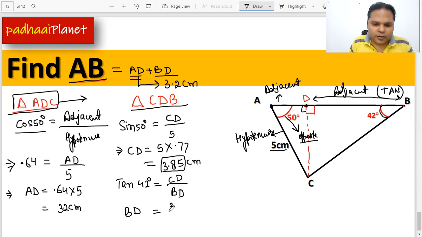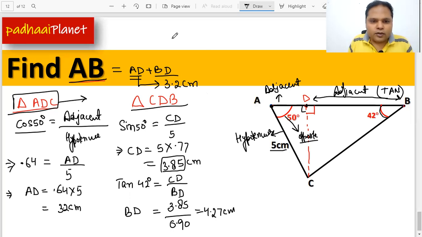So we will say 3.85 divided by 0.90, right? So this is the calculation we have got. And finally, we need to find the value of BD. I'll have to take the help of the calculator. So we are just doing that. 3.85 divided by 0.9 makes it 4.27, right? So BD is 4.27 centimeters.